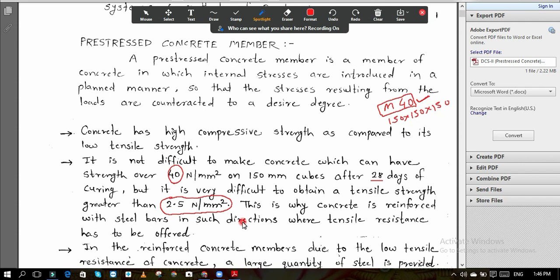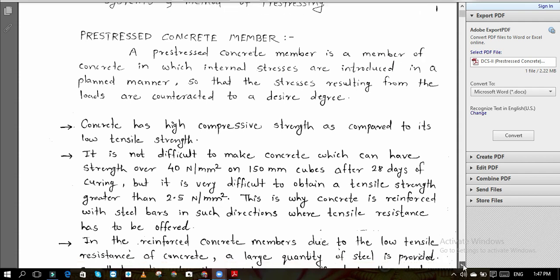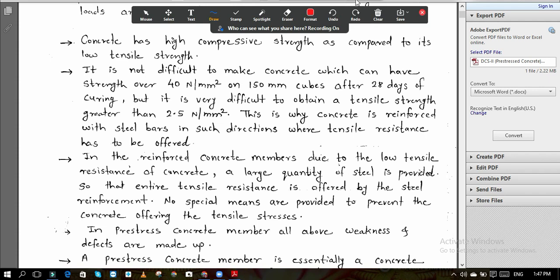So to avoid failure of the structure, wherever the tensile resistance is required, there we provide the steel rods, and in the remaining space we pour the concrete. That is why we combine steel and concrete. This is the reason. So this is what is said in this point. Now let us move to the next point.